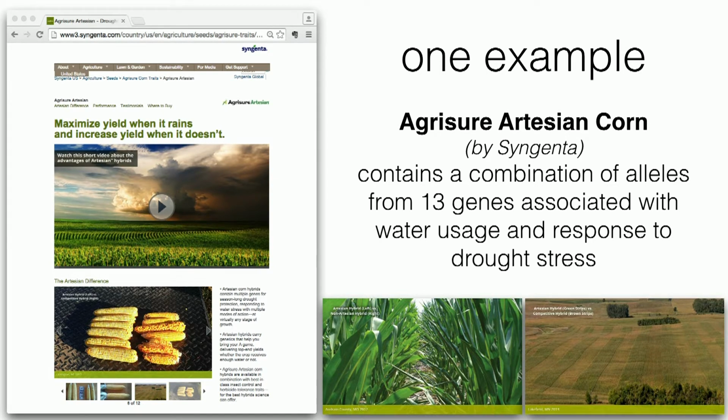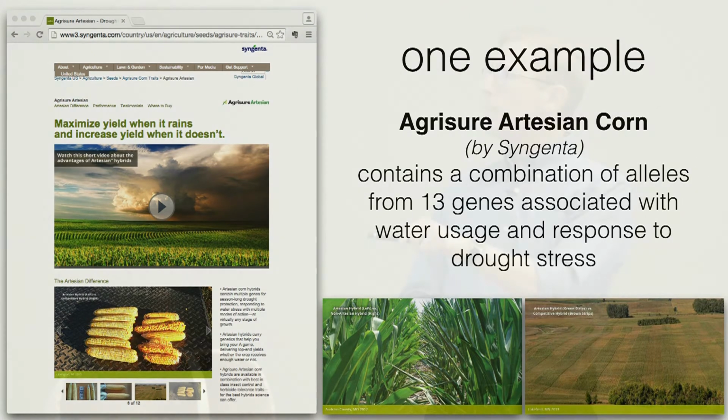And they have done this process where they found 13 genes that they think are involved in water usage, and they found versions, alleles of these genes that perform better under drought, and they have gathered all those together. They've stacked them, essentially. So they've created this variety of corn that maximizes yields when it rains, so there's no yield drag, and increases yields when it doesn't. And there's all kinds of information on their website about their crop.